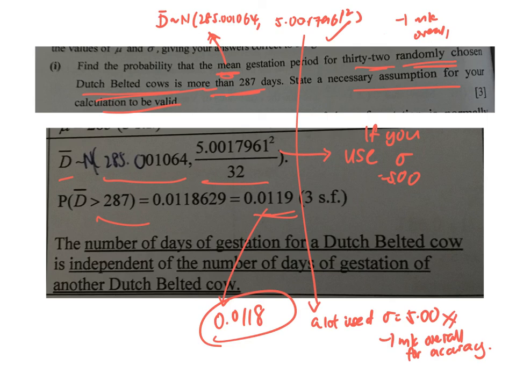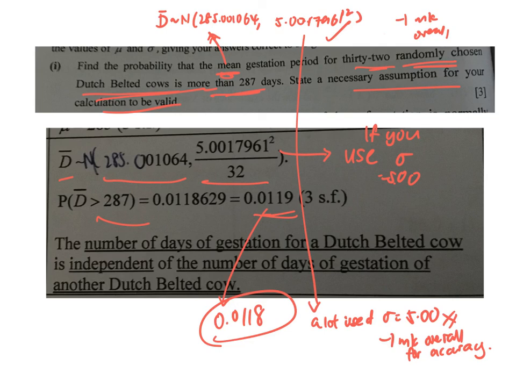Some of you said that, oh, they do not affect each other. Which part of the cow does not affect each other? We cannot just say they don't affect each other. We have to say things like the mean of the number of days of gestation for the Dutch spotted cow does not affect the number of days of gestation for another Dutch spotted cow.